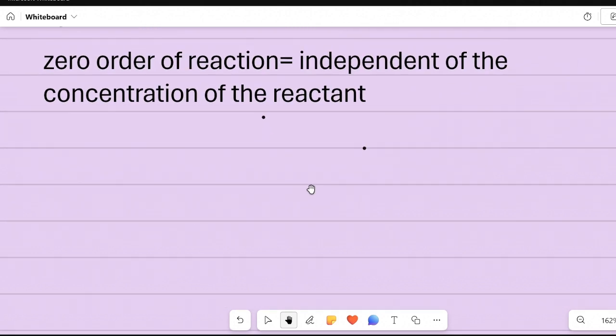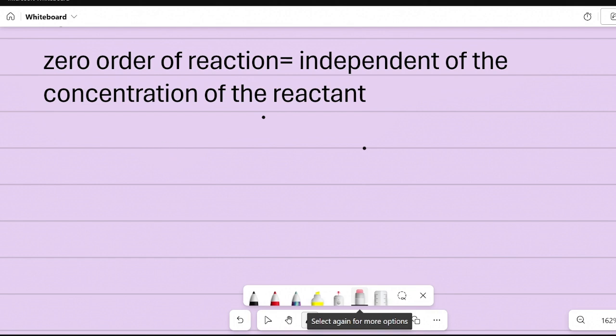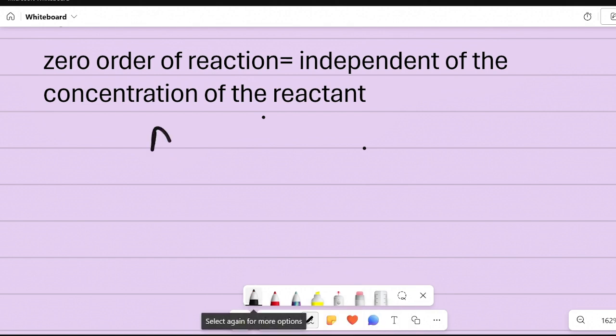The question is, mathematically, how can we write it down? Well, we write it down like this. For example, let me write down a chemical equation here. So you have A, you have B, and they are going to convert into a product C.